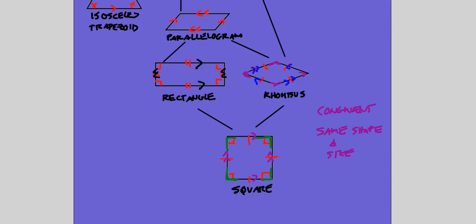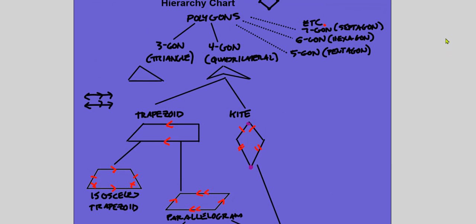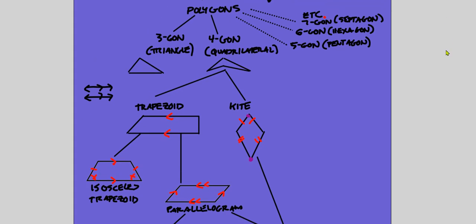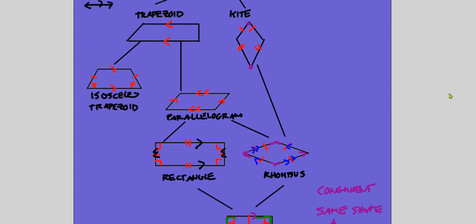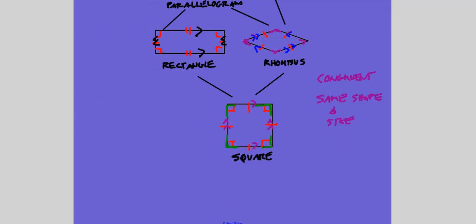So this concludes the video, and I tried to explain how the hierarchy chart is organized for quadrilaterals.